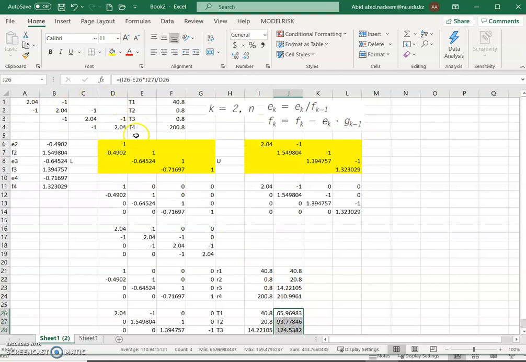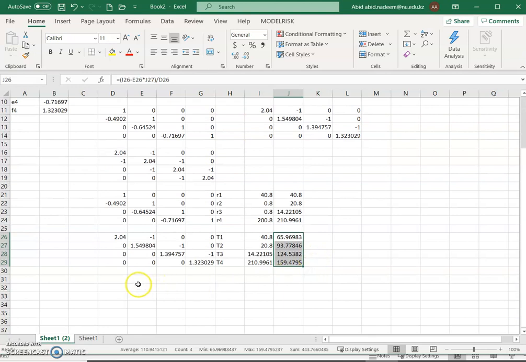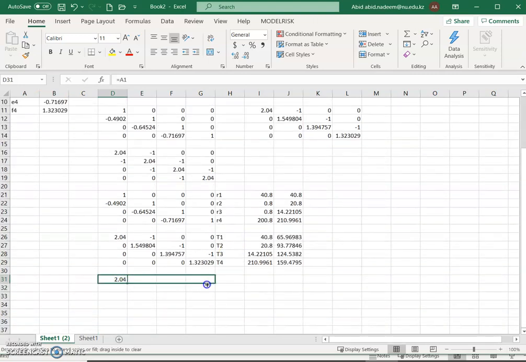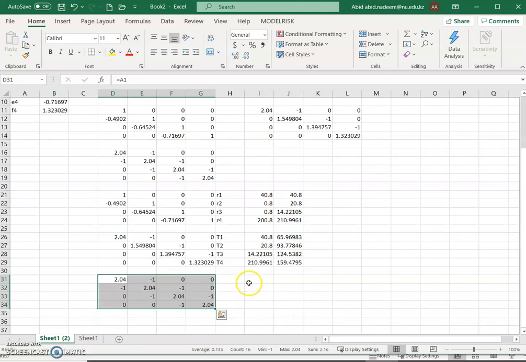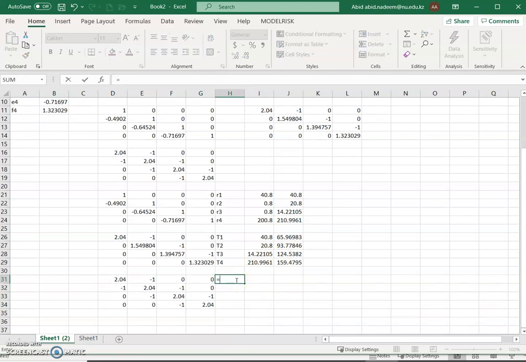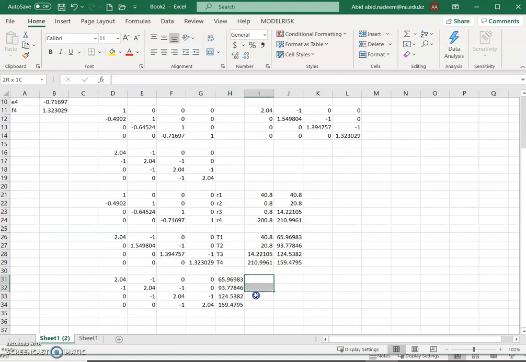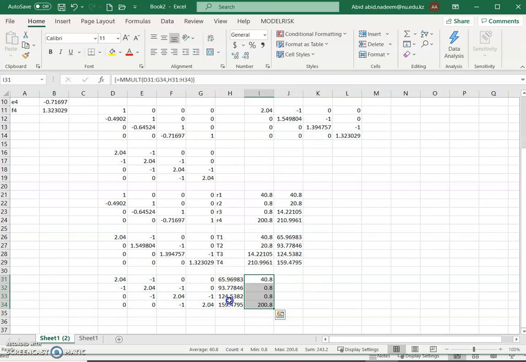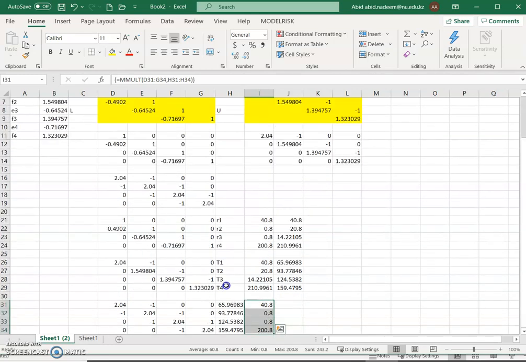Okay, so whether this solution is correct, I think we can even verify it. So we have this original matrix, so we can write this original matrix like this. This is the original matrix, and this is the solution. Now, if I multiply these two matrices, then we should have the MMULT. Array 1 is this, comma, array 2 is this. Bracket close, Control Shift Enter, so it will be 40.8, 0.8, 200.8. Yes, same. So the solution is correct.